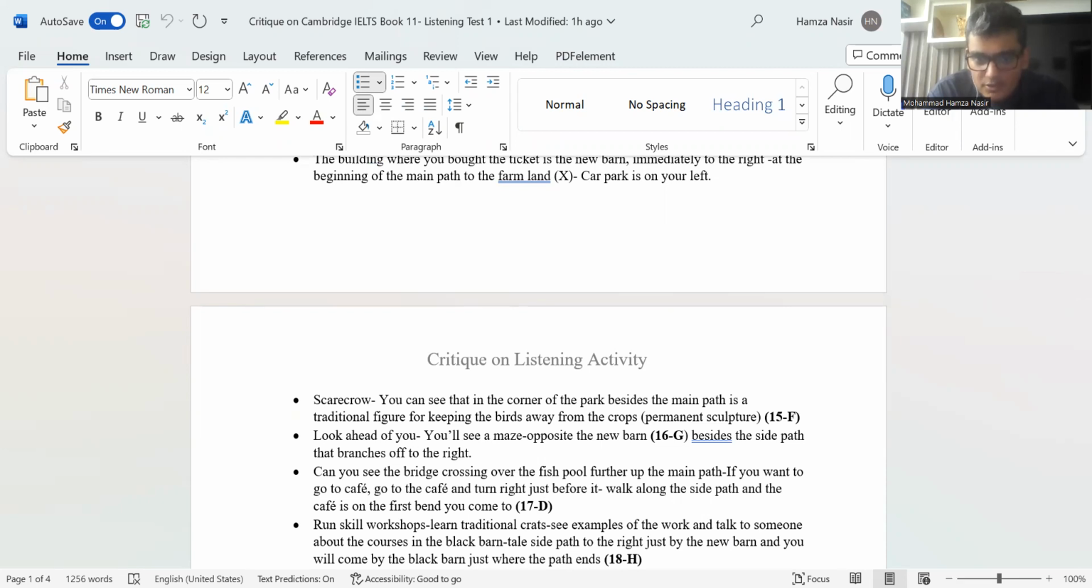It's a permanent sculpture. Okay, you will see that in the corner of the car park, besides the main path, is a traditional figure for keeping the birds away from the crops. That is our scarecrow. So let's go back and look at the map.